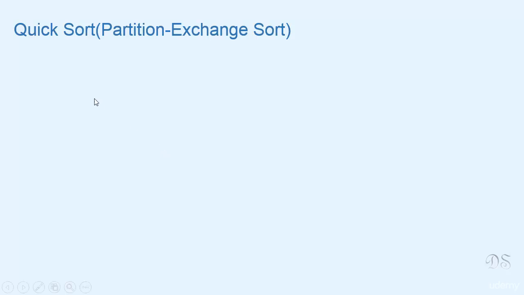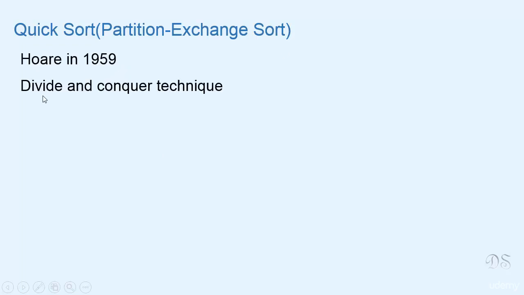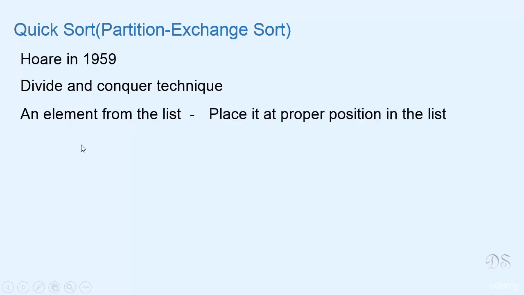In this video, we are going to learn about quicksort. It is also known as partition exchange sort. It was given by Moore in 1959 and it is based on divide and conquer technique. In this sort, we pick an element from the list and rearrange the list such that this element comes at its proper place. We call this element as pivot.